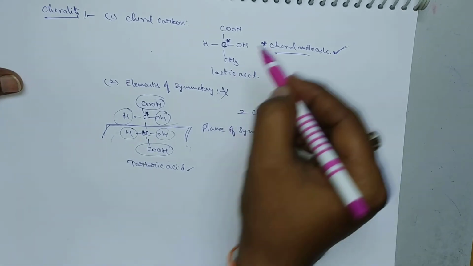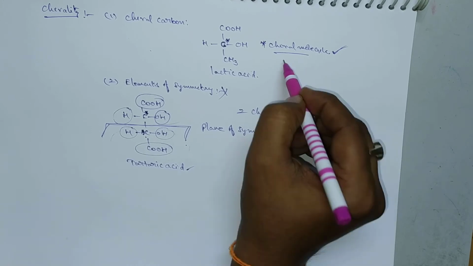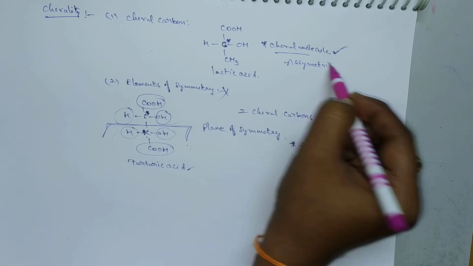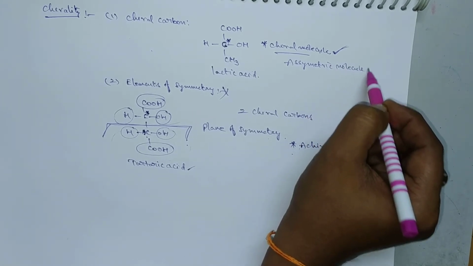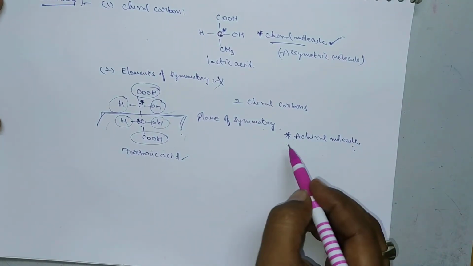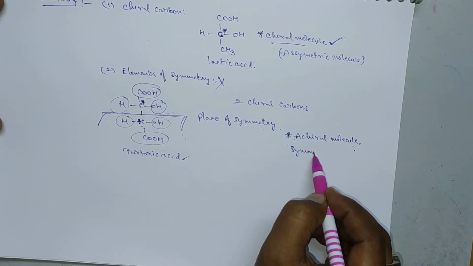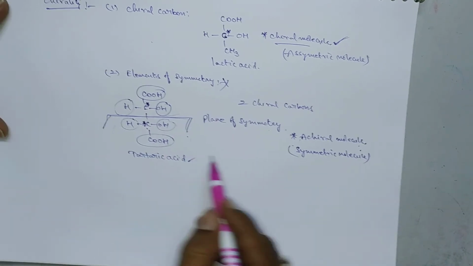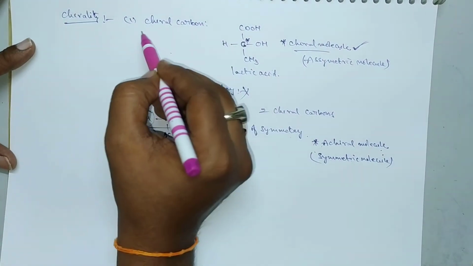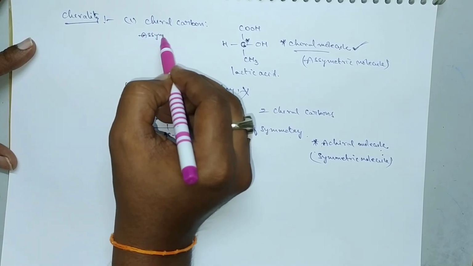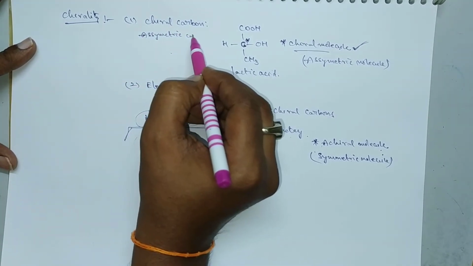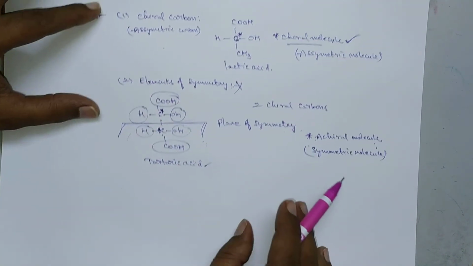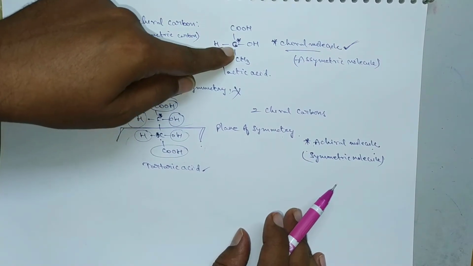Okay, clear? So this chiral molecule is also called an asymmetric molecule. And this achiral molecule is also called a symmetric molecule. And this chiral carbon is also called an asymmetric carbon. Okay, clear? So the necessary condition is it should consist of at least one chiral carbon.